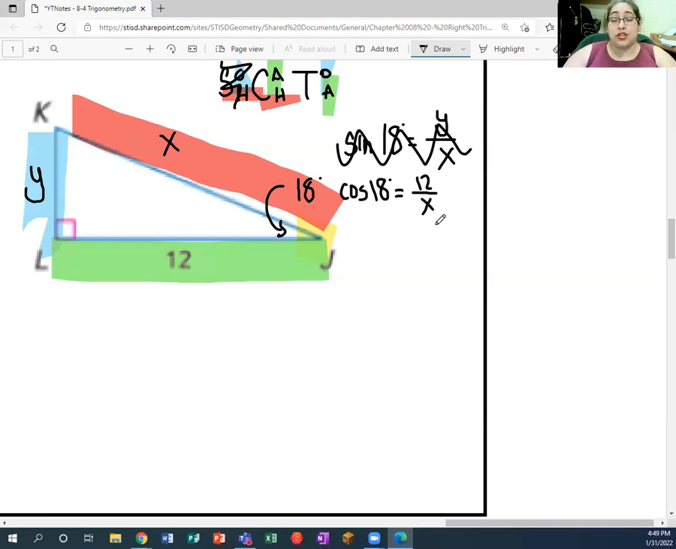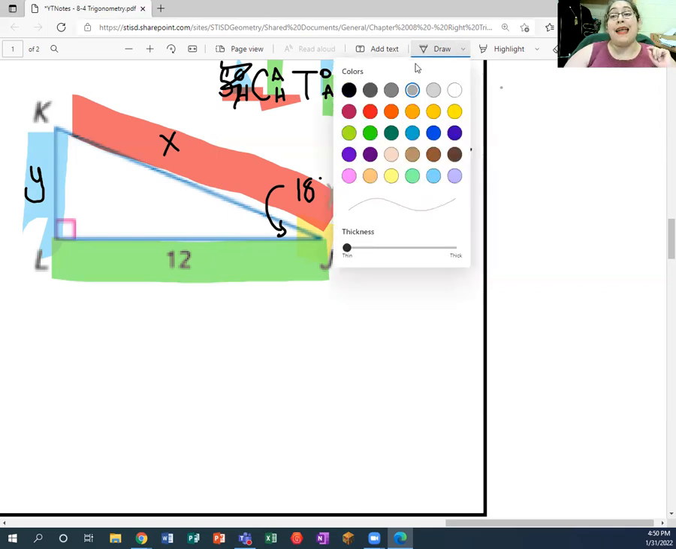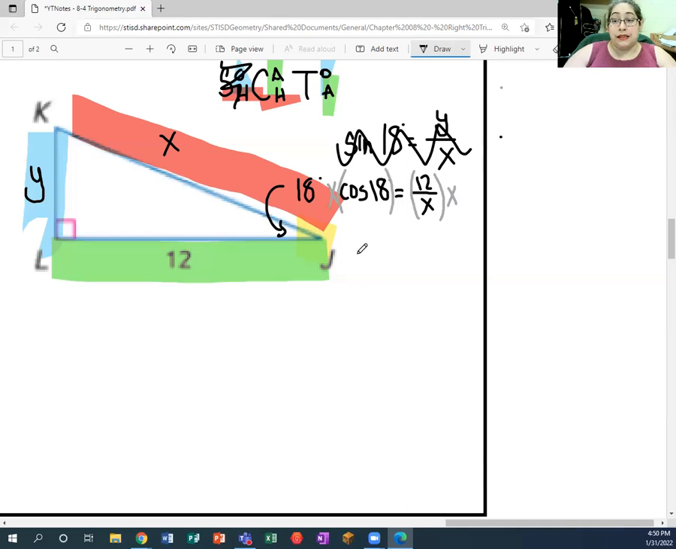As I'm looking at this fraction, I notice the x is in the denominator and I want to get it out of the denominator. To undo division, which is what's happening here, I need to multiply. Because I'm dividing by x, I want to multiply by x in order to get the x out of the denominator. What I do to one side, I have to do to the other. That leaves me on the left-hand side with x times the cosine of 18 equals 12.